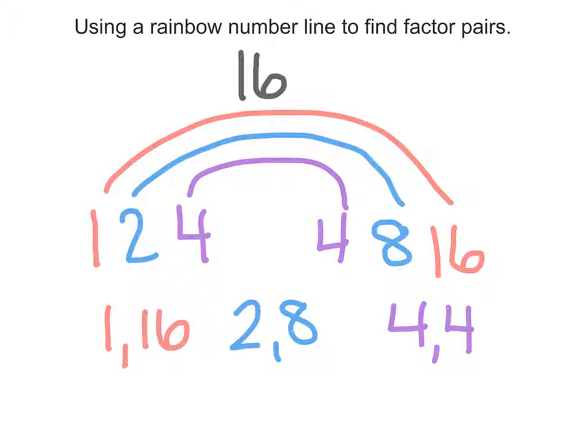Now when you're asked to write them as a factor pair, you're going to write them as a group of 2 numbers with a comma. So 1 and 16 is a factor pair, 2 and 8 is another factor pair, 4 and 4 is another factor pair. If you have doubles that are a factor pair, it's still important for you to write both of the 4s. Let's look at another one.